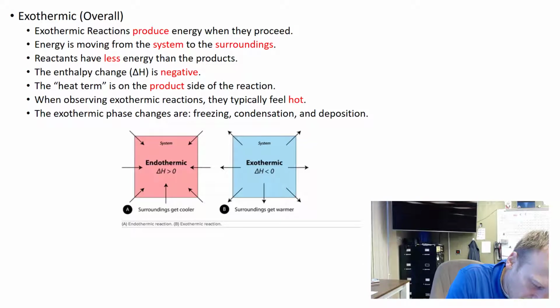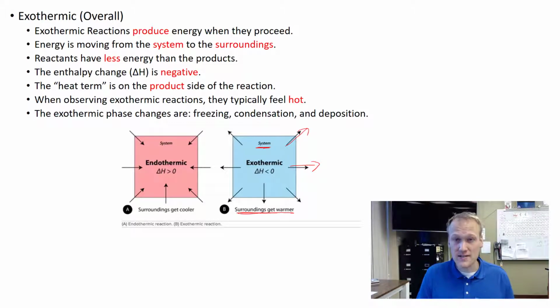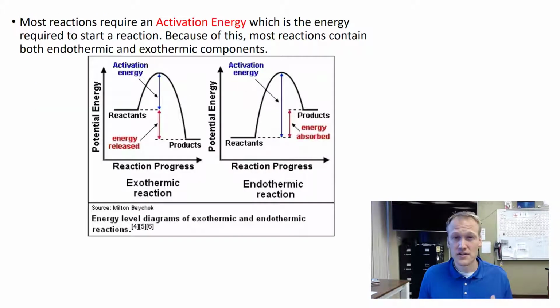We can see down here in our exothermic model, the system, or the chemicals involved, are going to lose heat to the outside surroundings, and therefore the surroundings are going to get warmer because that's where the heat is going. So just remember, endothermic, heat is entering the system; exothermic, heat is exiting the system. Most reactions, no matter if they're exothermic or endothermic, are going to require some type of activation energy. Activation energy is just the energy to kind of start the reaction.